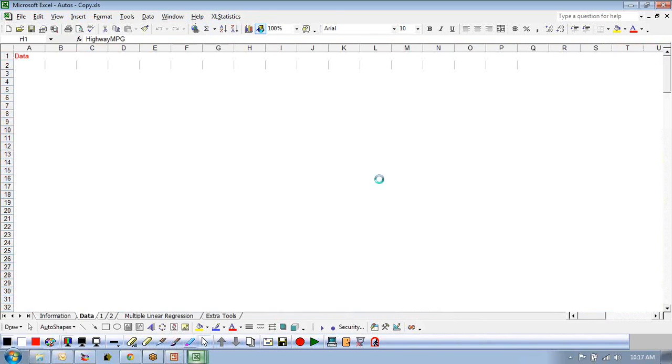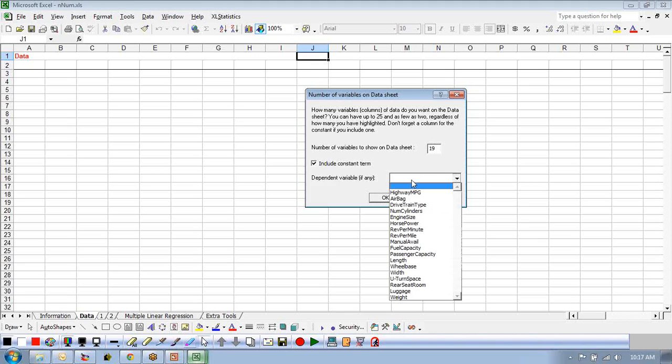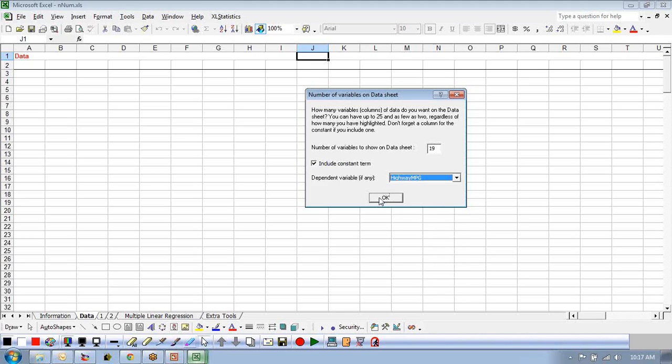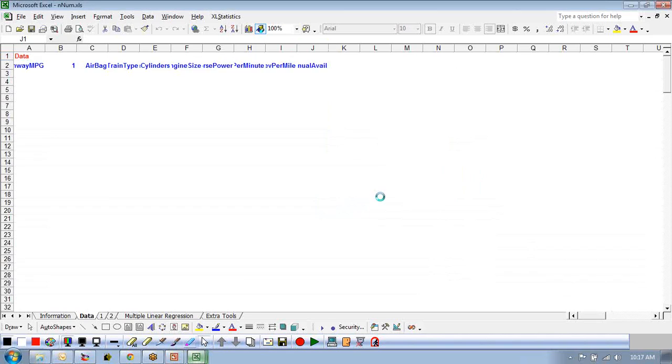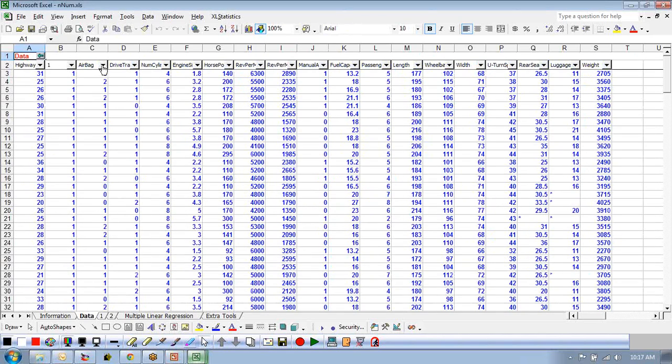Select NNUM. And I'll believe it that there's 19. And I'm going to say highway miles per gallon is my dependent variable. And there it is right there. And now all I'm going to do is take out the things that we're not going to use in our model. The airbag was a no, so I'll choose that as a no. I'm going to leave in the constant.